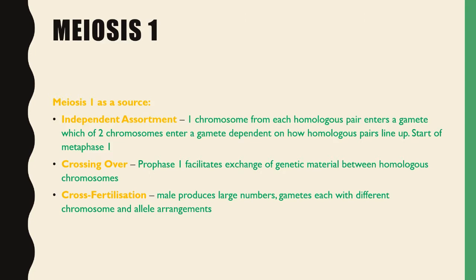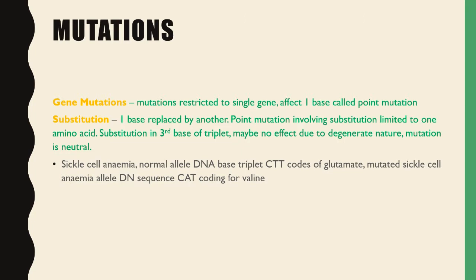And finally, cross-fertilization, which is whenever the male will produce large numbers of gametes, each with different chromosome and allele arrangements. The second source is mutations, because mutations are restricted to a single gene and they will affect one base, called a point mutation. Substitution is an example where one base is replaced by another, and this point mutation involves substitution, which is limited to one amino acid.